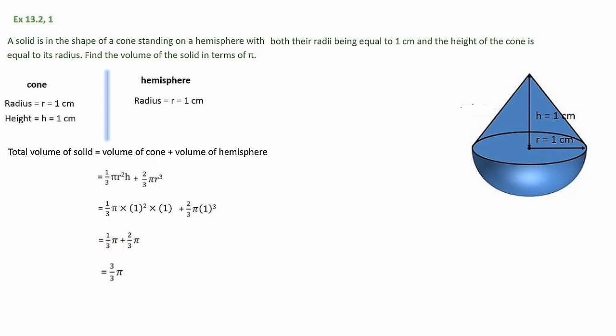Then when we take 3 as LCM, we will get 1 plus 2 in the numerator because there is the same denominator, so we can add the numerators. 1 plus 2 is 3, so 3 by 3 pi. So 3 and 3 will be cancelled. So finally we will get pi centimeter cube. That is the volume of the solid. Volume of the solid is equal to pi centimeter cube. That is the answer.